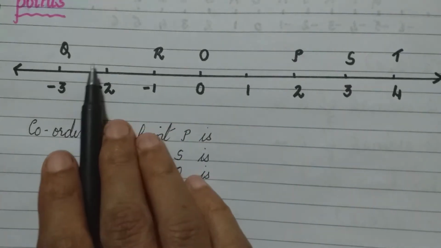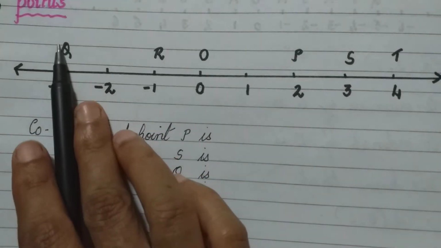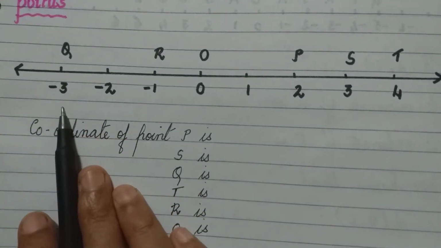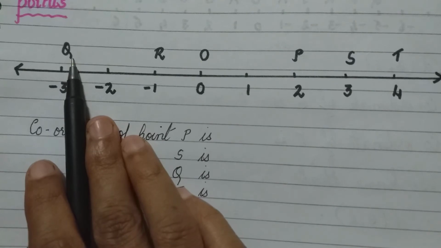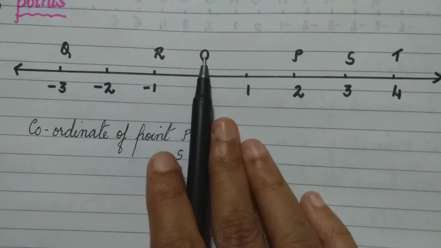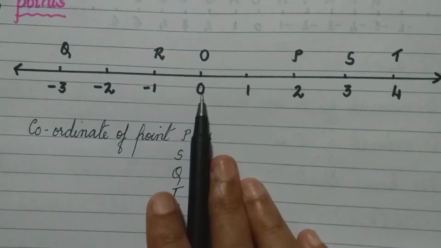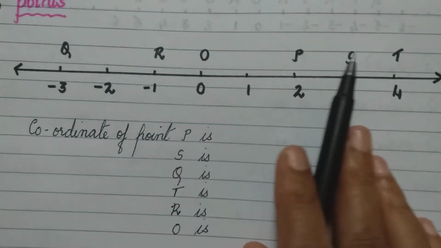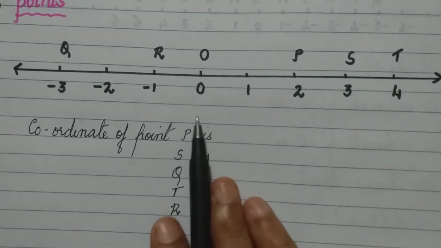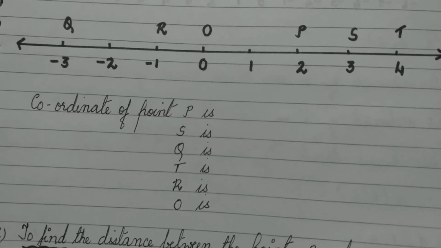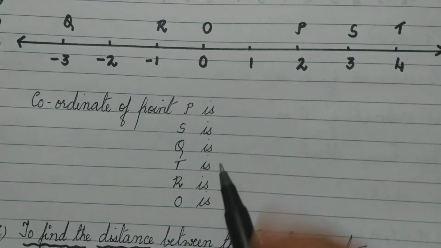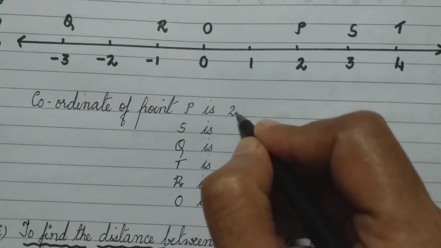So when I say coordinate of this point Q, it is the number which is written below it. So coordinate of point Q is -3. Or if I say coordinate of point O, it is the number written below it, which is 0. Coordinate of point T is the number written below it, which is 4. So let us complete this now here. We have coordinate of point P is the number written below it, therefore it is 2.